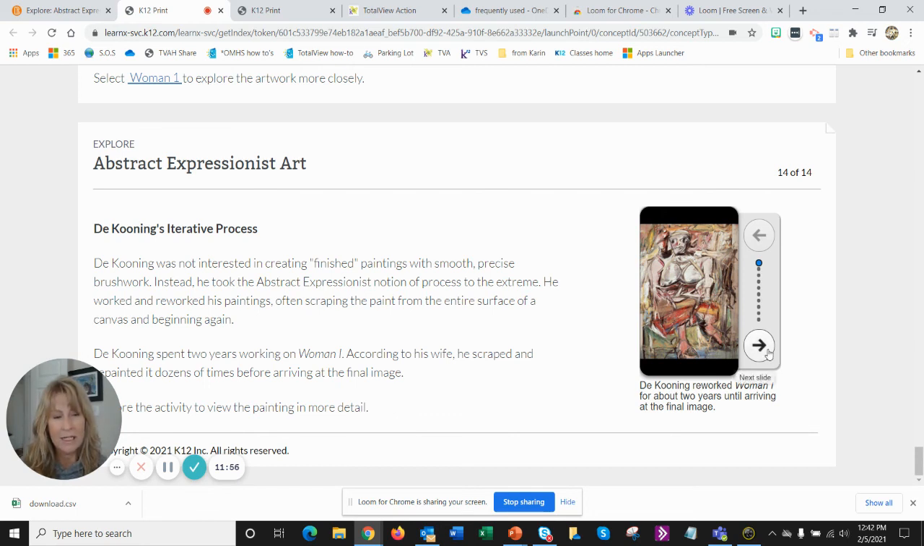So we're looking at his image here on the right. And then they're taking us in various places around the image as we click through.